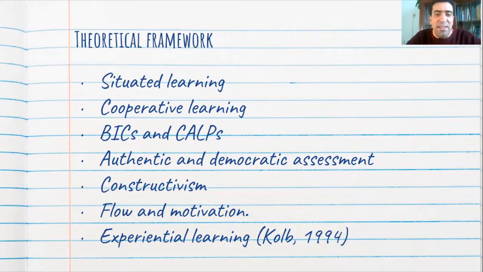So the other thing is the BICS and the CUPS. I already mentioned the BICS, the basic interpersonal communicative skills, and the CALPS, that are the cognitive academic language proficiency strategies or skills. And this is something that we as teachers have very clear, but not always use in our classes. I mentioned before that working with problems and working with projects promotes the BICS. One thing is that we are working with negotiation, how to listen to the other people, how to give arguments. So all those things are related to communication. So how to communicate with others.